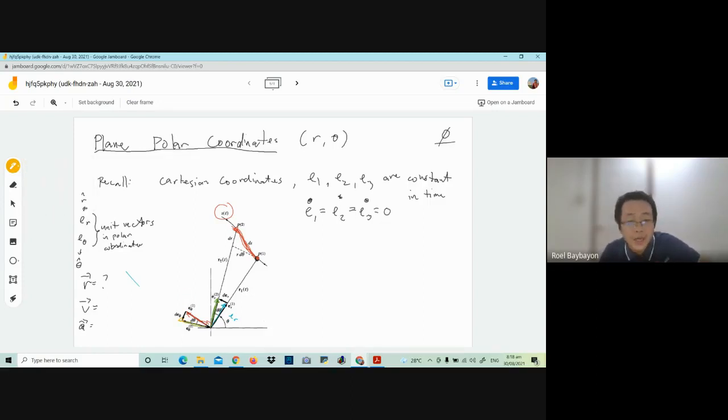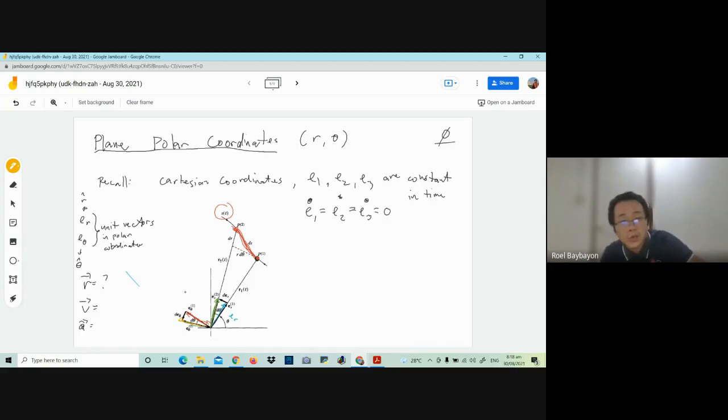So e_theta and e_r are not constant in time, meaning they vary from point to point, from time to time. That is why the unit vectors in polar coordinates are not constant in time, so we need the time derivative. What will be the expression of my time derivative of e_r and my time derivative of e_theta?